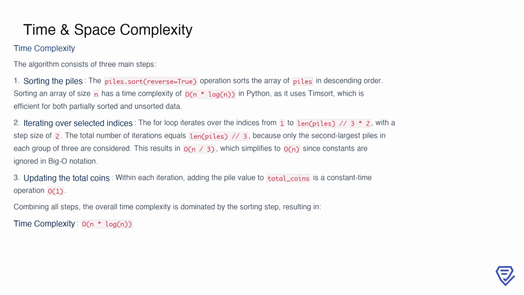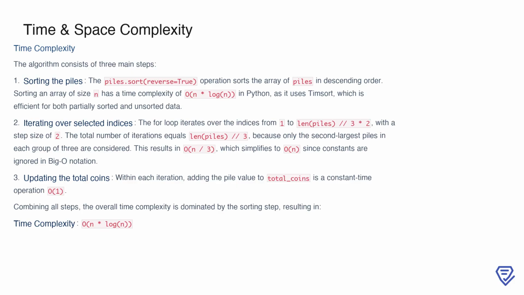Timsort is highly efficient because it works well with both partially sorted and completely unsorted data. Next, we have the iteration step, where we loop through specific indices to pick the second largest pile in each group of 3. Since the loop runs for len(piles) divided by 3 iterations, this simplifies to O(n), because constants are ignored in big O notation. Lastly, during each iteration, we add the selected pile's value to the total coins. This addition is a constant time operation, O(1), performed once per iteration.